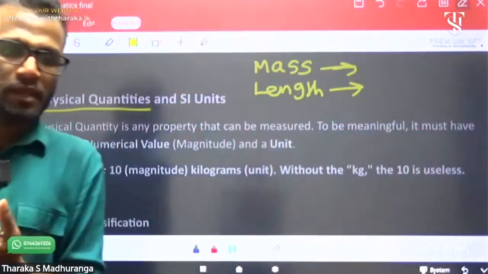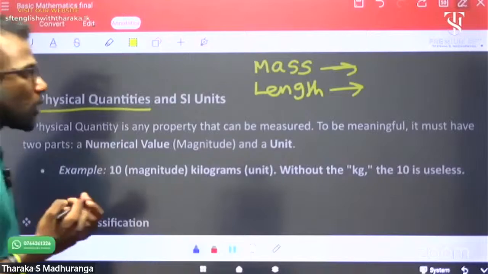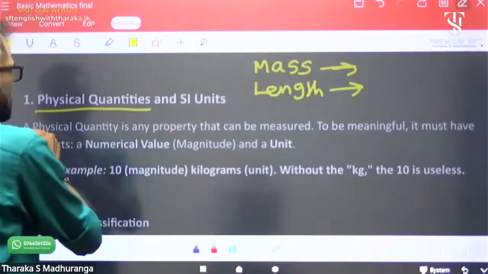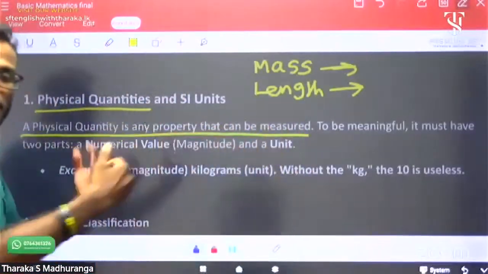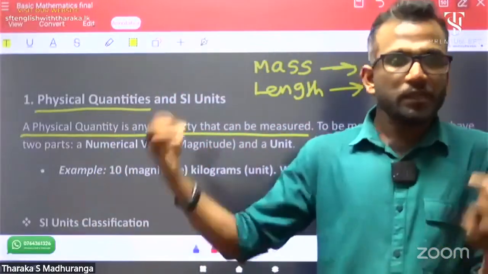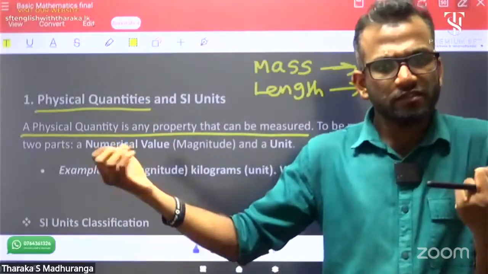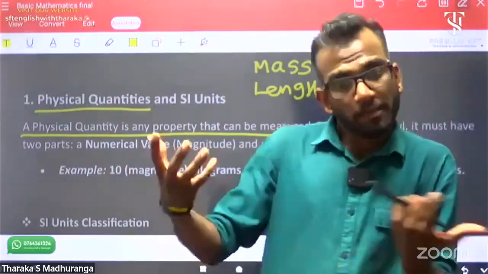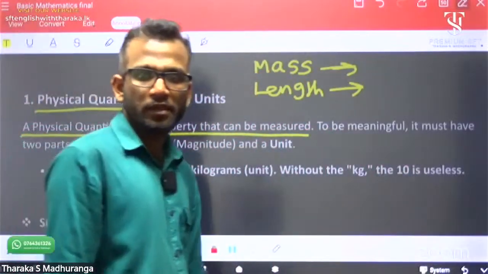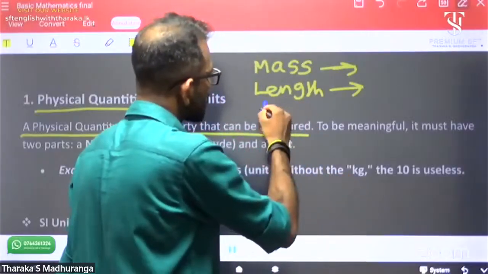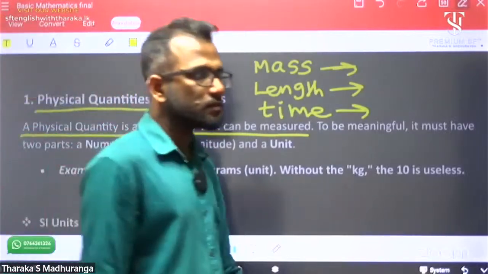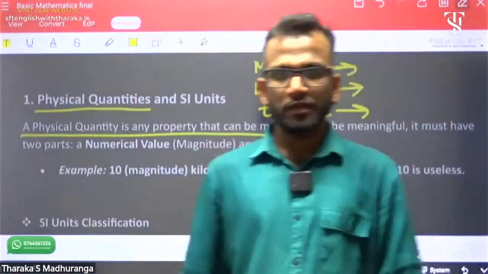A physical quantity is any property that can be measured. Okay, remember, a physical quantity is any property that we can measure. Mass, length, what else? What are the physical quantities? Time we can measure. What else? Now I need your knowledge. What else can we measure?